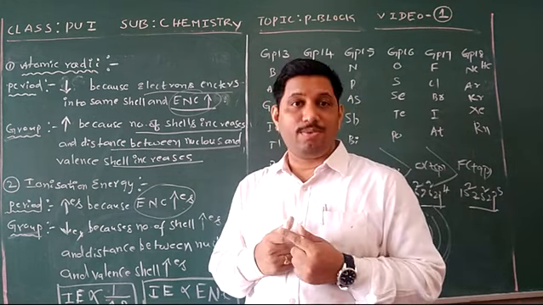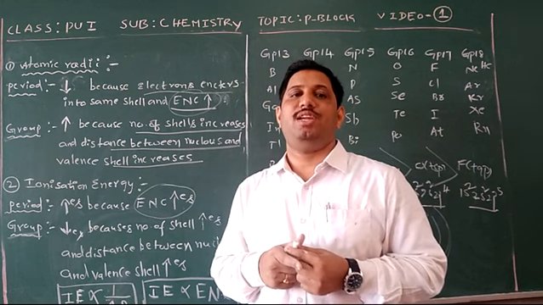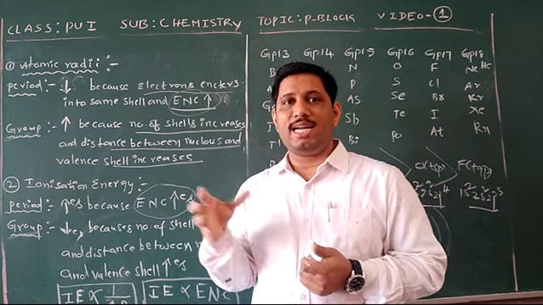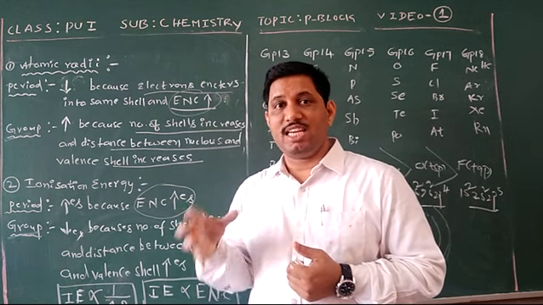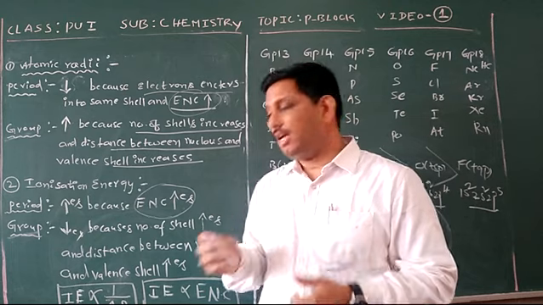Hence, more energy is required. Therefore, ionization energy will be increased. Effective nuclear charge is directly proportional to ionization enthalpy, and atomic size or atomic radius is inversely proportional to the ionization enthalpy.